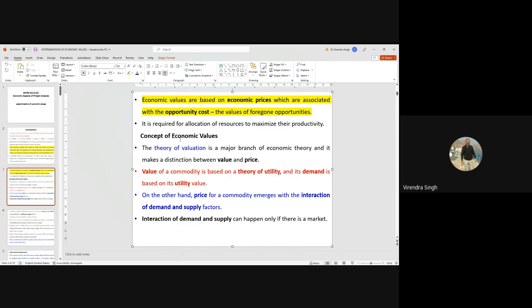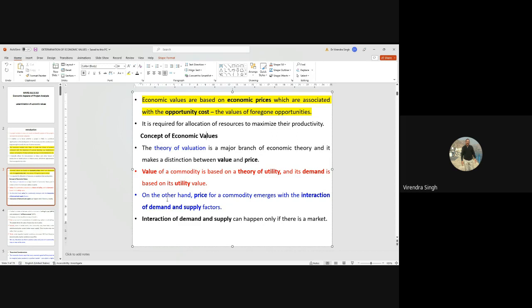The theory of valuation is a major branch of economic theory, and it makes a distinction between value and price. Value of a commodity is based on the theory of utility, and its demand is based on its utility value. Utility is the power, the capacity to satisfy one's need or want. Power of satisfaction is termed as utility. Based on this utility, goods are demanded.